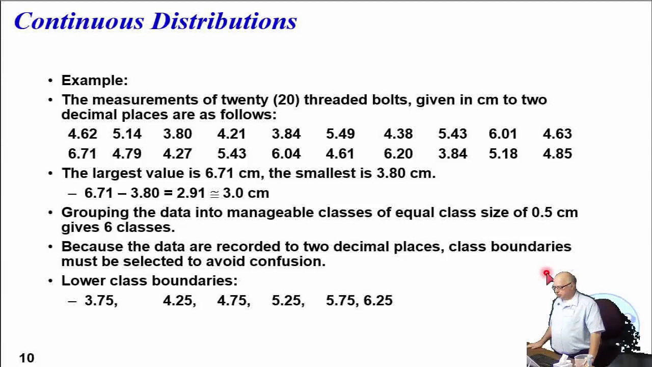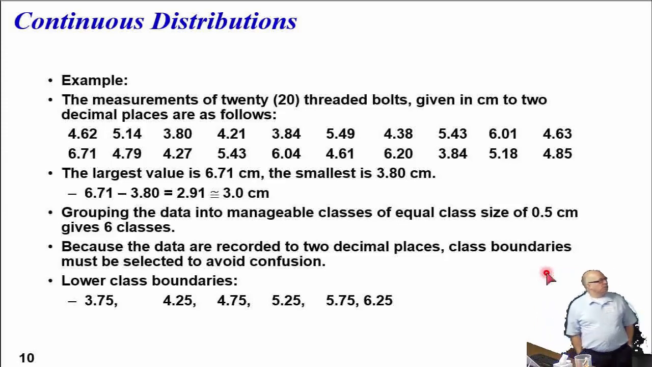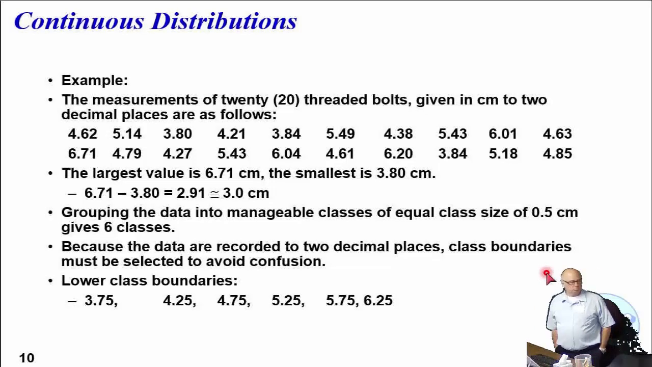So what about a continuous distribution then? I've got 20 bolts. They're measured in centimeters. It doesn't matter whether it's diameters or lengths that we're looking at. Probably lengths. And so I've got a continuous variable, which is the length of the bolts. What can you tell from the raw information that's been measured up here?